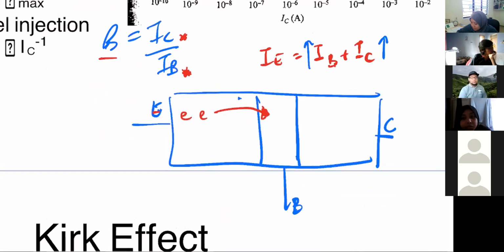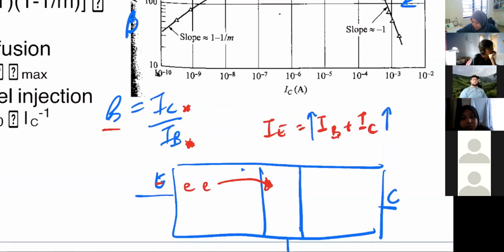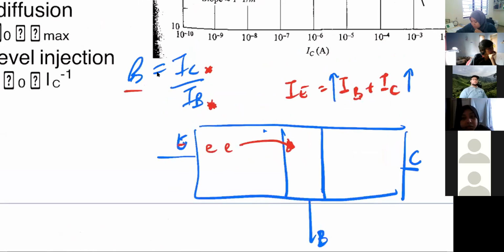So basically, let me repeat. At very low collector current, the emitter current is also low. So when electrons are diffusing from the emitter to the base, proportionately, many will be recombined here compared to the one being collected. That's why at low collector current, IB is not constant, because in proportion, there's more recombination compared to the overall collector current.